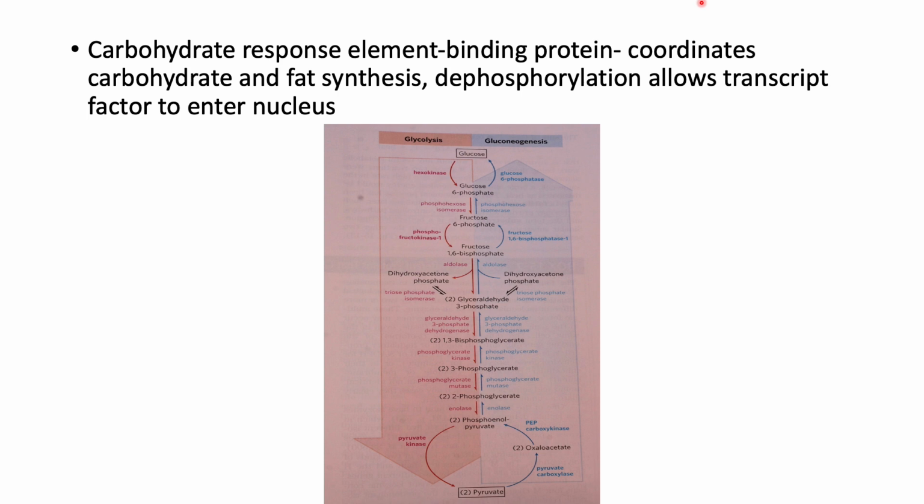We talk about carbohydrate response element binding protein. These coordinate carbohydrate and fat synthesis. The dephosphorylation allows for transcription factor to enter the nucleus. So again, this is representation of the same series that we've had before between glycolysis and gluconeogenesis, the fine control that exists over the particular steps in here.